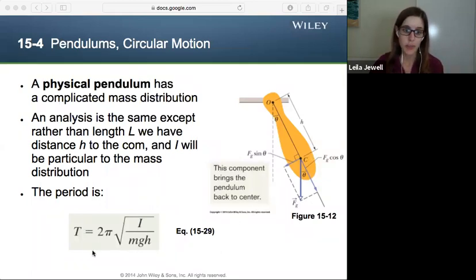And you could show that the period then is equal to 2 pi times the square root of I, the rotational inertia, divided by mgh. So very similar to our last one. Indeed, if you plugged in m h squared on top, it would look basically the same with an h instead of an L. But this just leaves it a little more general if we want to plug in something with a different rotational inertia equation.